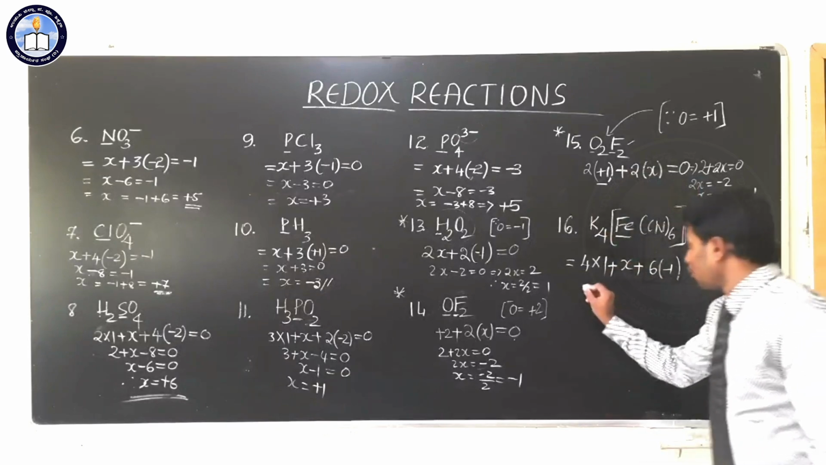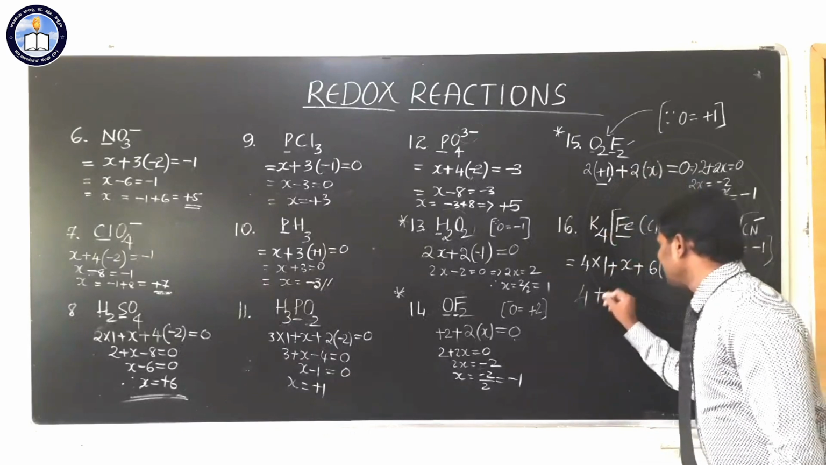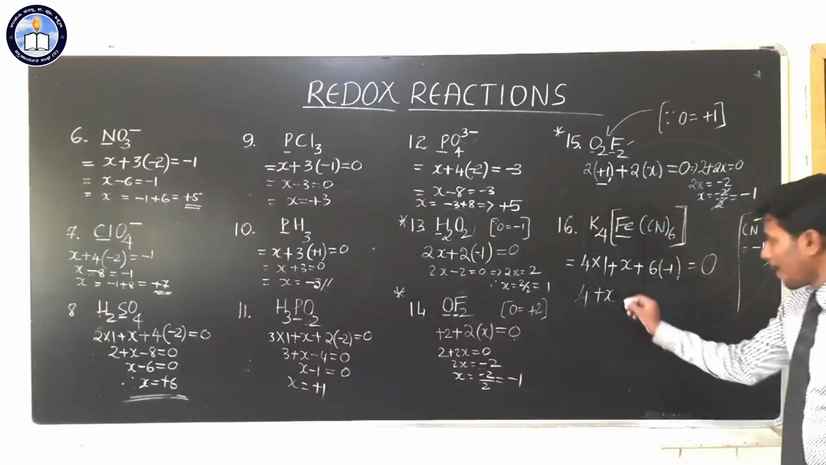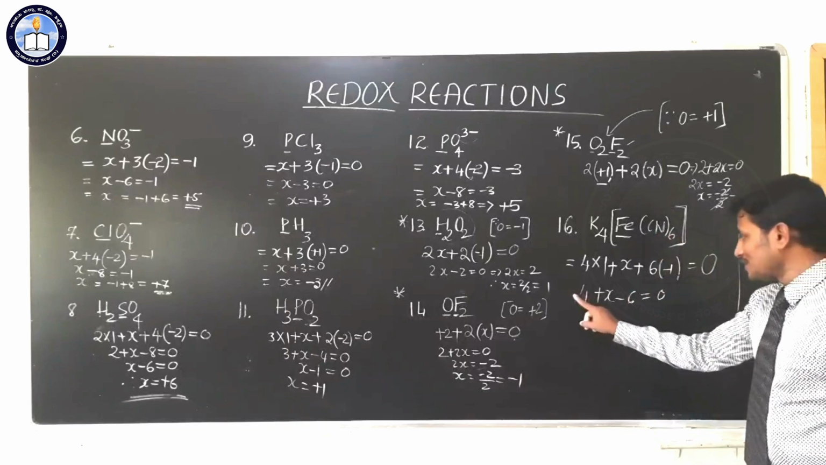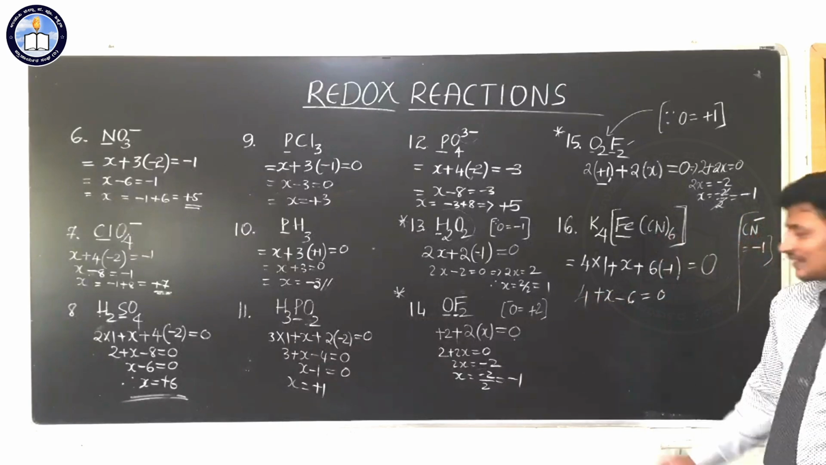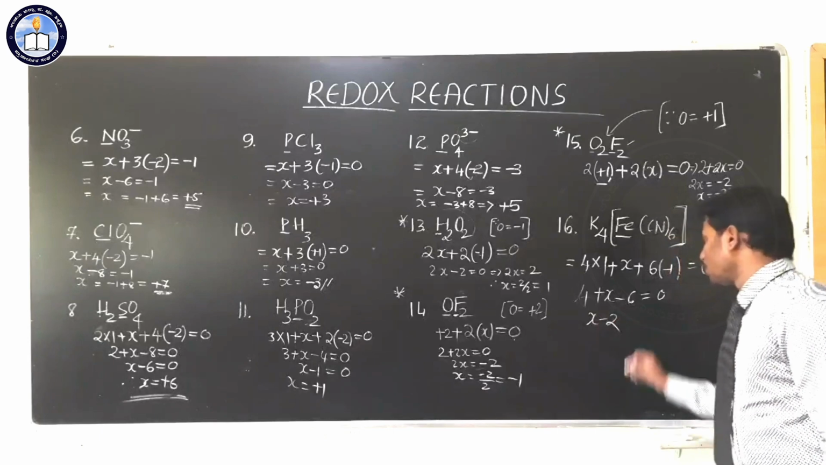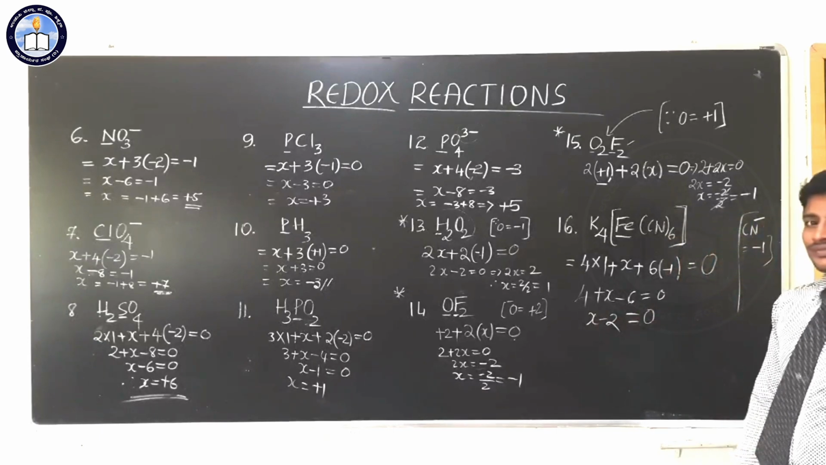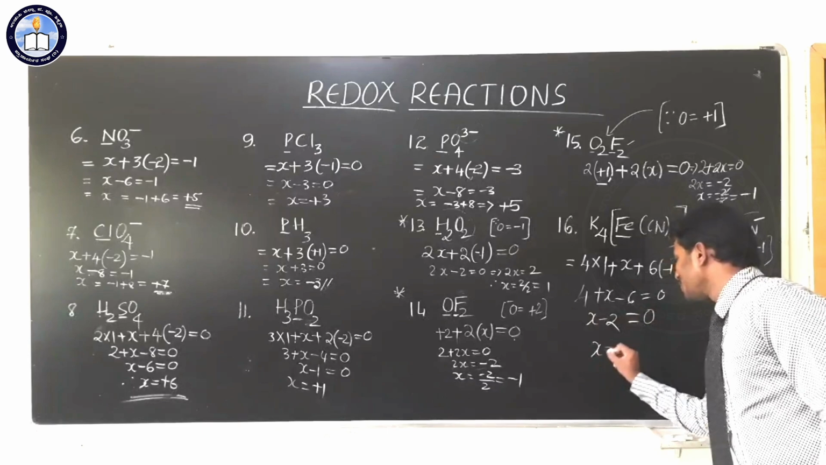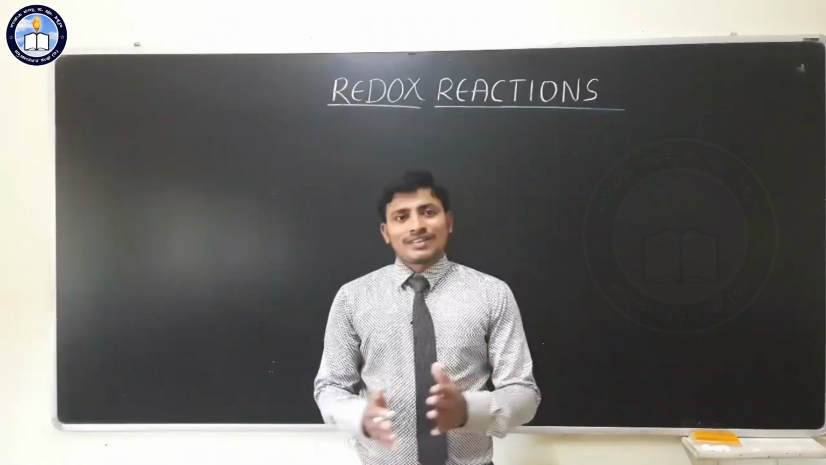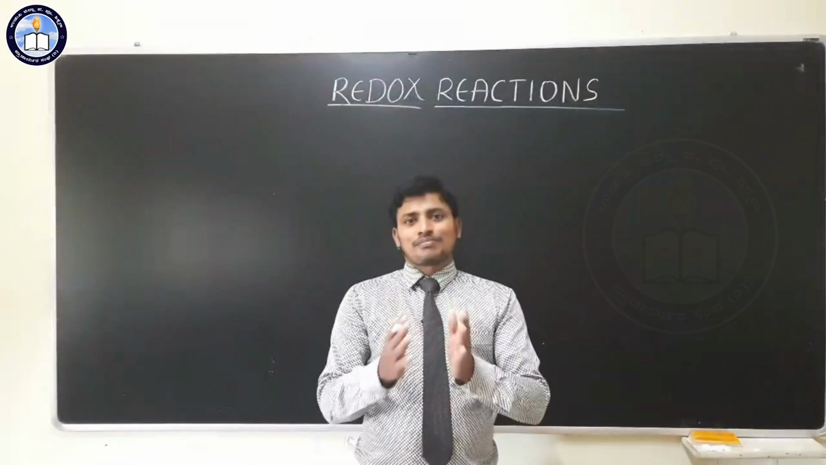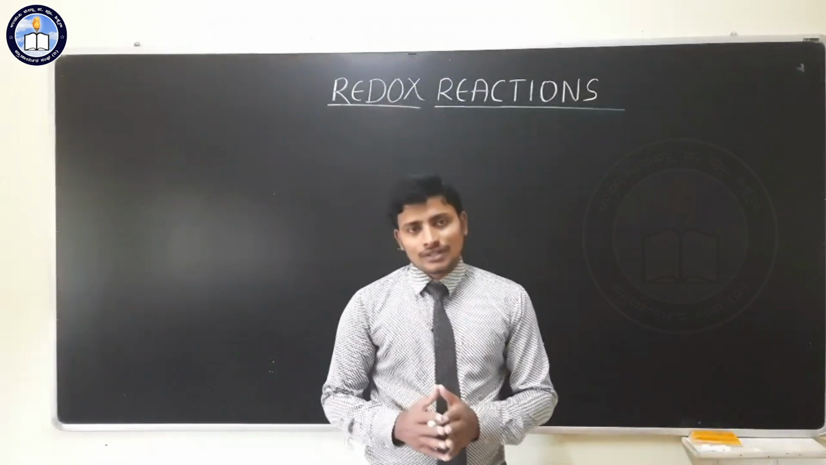What next? 4 plus x minus 6 equal to 0. Plus 4 minus 6 means minus, x minus 2 equal to 0, hence x equal to plus 2. This is the answer. We learned how to find out oxidation number for the chemical species.